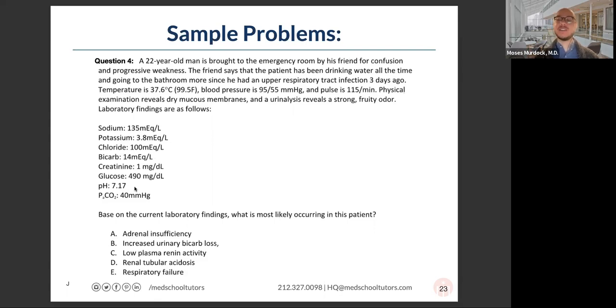Little bonus point here, notice that the sodium is a little bit low, but that's a fake out because you have to correct the sodium for the glucose. So not relevant to pH, but it might come up in other questions. Don't be fooled by pseudo hyponatremia because of hyperglycemia.